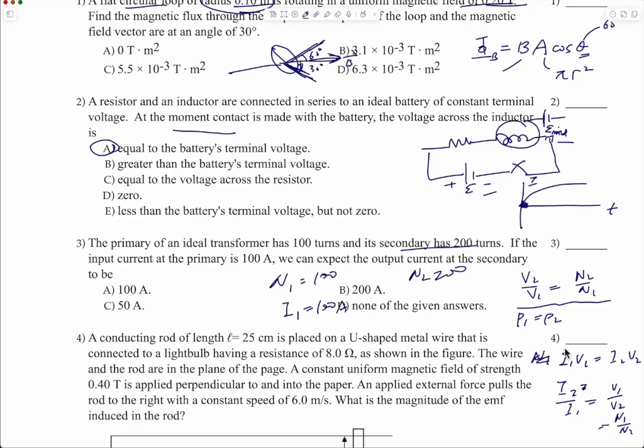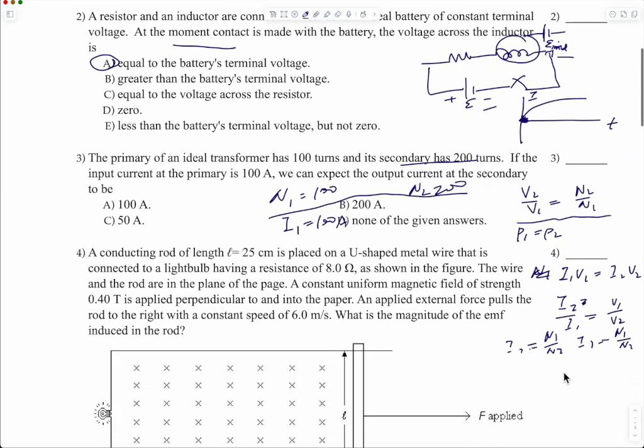If the primary is 100 and the secondary is 200, we can tell I2 equals N1 over N2 times I1. N1 is 100, N2 is 200, I1 is 100. Just plug in: 100 over 200 times 100 gives 50. So that is the answer, C.